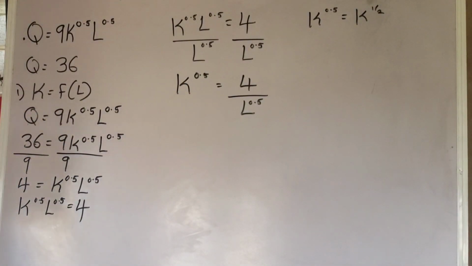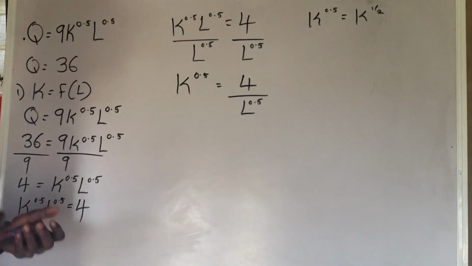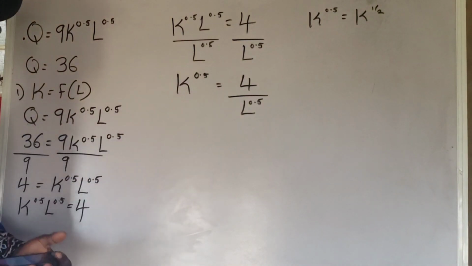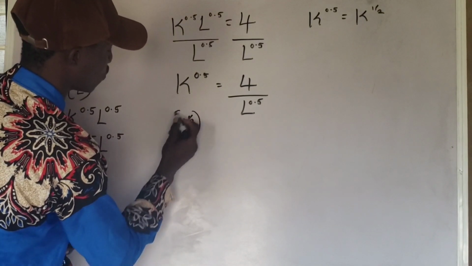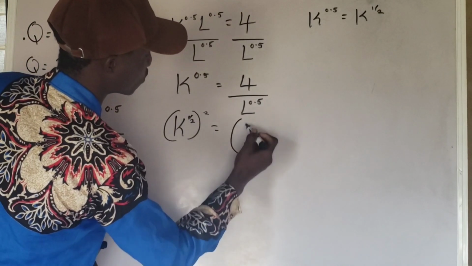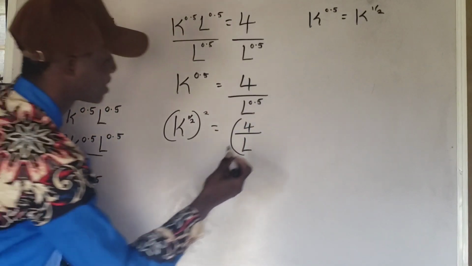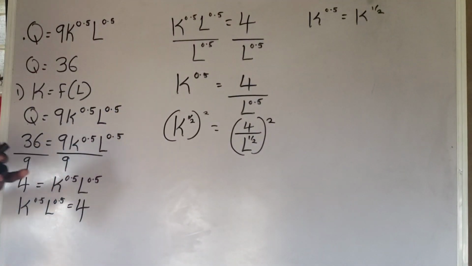Now, if K raised to the power of 0.5 is K raised to the power of 1 over 2, I can square both sides. If I square both sides, I can eliminate this 0.5. Please pay attention. So I'm going to have K^(1/2) squared equals 4 over L^0.5 squared. L raised to the power of 0.5 can be written as L raised to the power of 1 over 2. Let's square it. Do you understand how I got this?